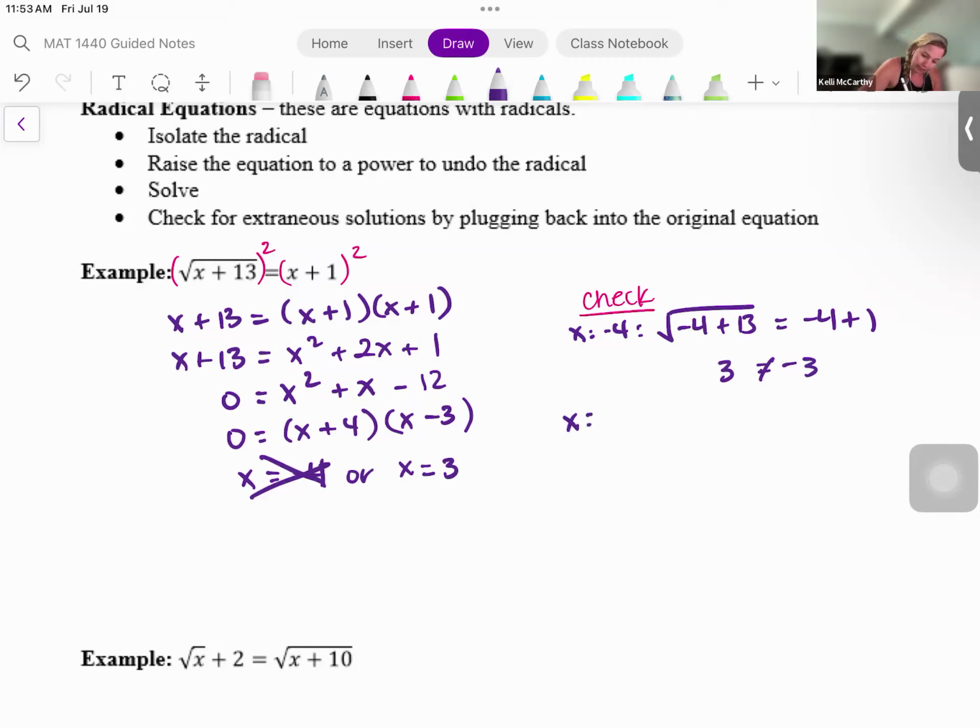Now let's check x equals 3. We have the square root of 3 plus 13 equals 3 plus 1. 3 plus 13 is 16, and the square root of 16 is 4 equals 4. That is a solution.